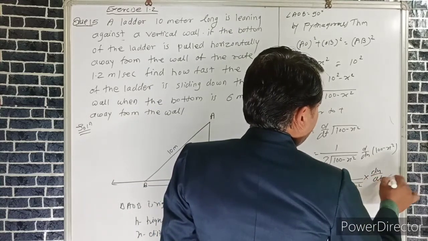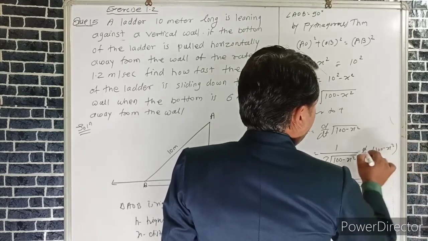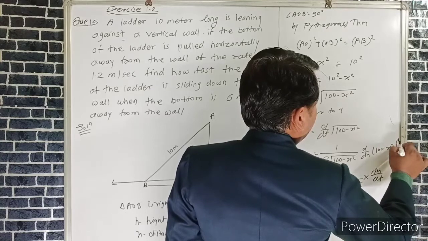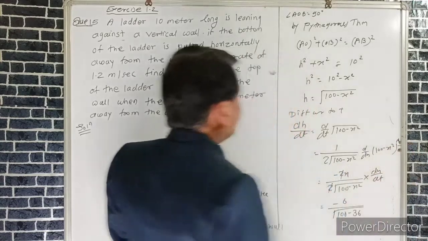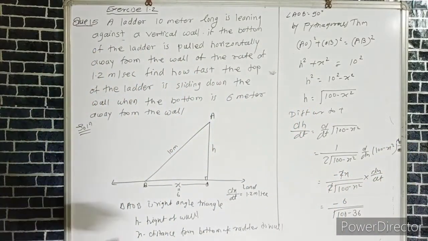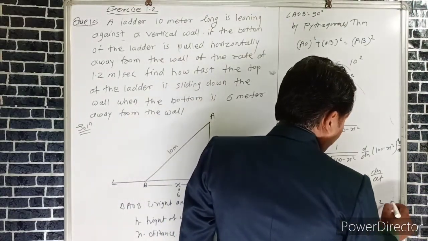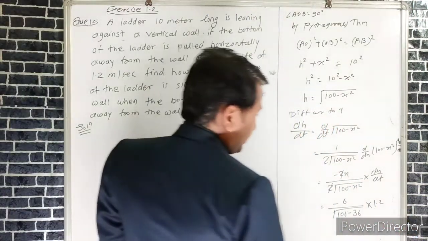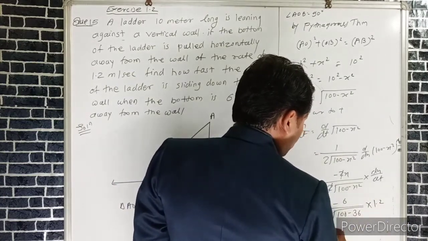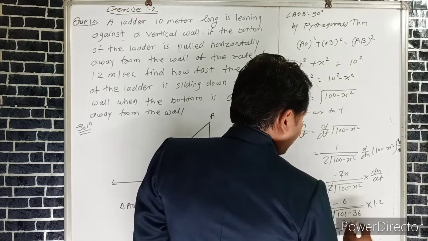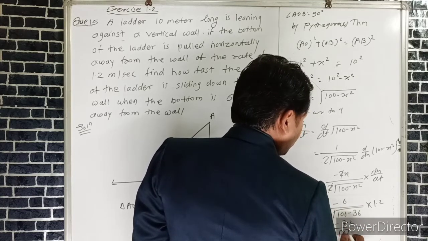dx upon dt, sorry, which is dx by dt. Again derivative, which is dx upon dt. The rate of change of dx upon dt is 1.2 meter. We can write 1.2 meter per second. Here minus 6 into 1.2, which is minus 7.2 upon under root of 100 minus 36, which is 64.